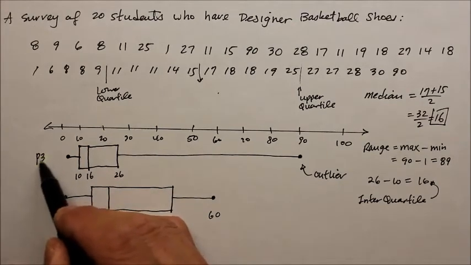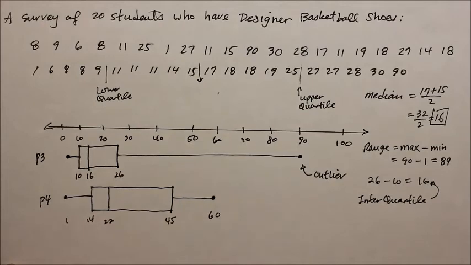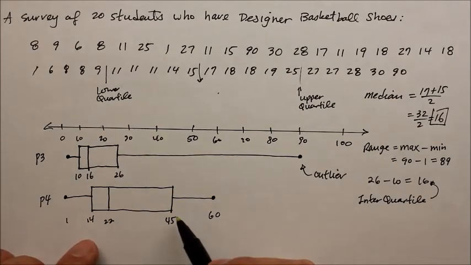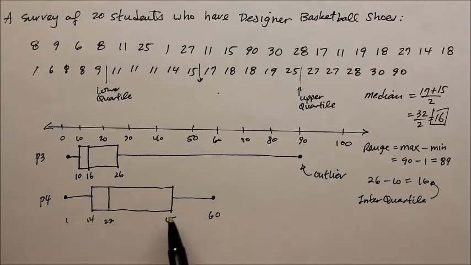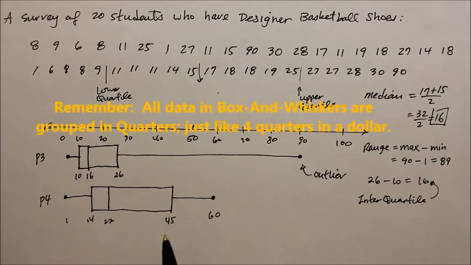This is period 3 and this is period 4 kids. And I couldn't stop wondering, how do I compare these two groups of kids using the box and whiskers? Well, it turns out I could say that 50% of period 4 kids have between 14 and 45 pairs of basketball shoes. So in fact, more kids in period 4 have more designer basketball shoes than period 3 kids.